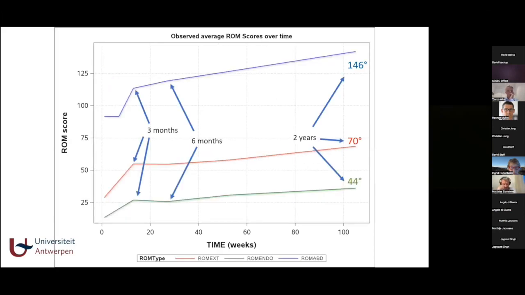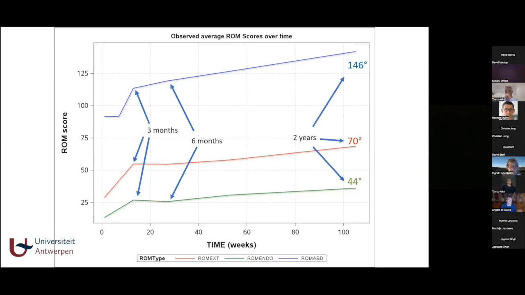These are the range of motion increases over time. The blue line is the abduction in the scapular plane, the red one is the external rotation, and the green one is the internal rotation. We see that until the final follow-up, there is still an increase in all 3. The mean abduction after 2 years is 146. The mean external rotation, 70 degrees, and the mean internal rotation was 44 degrees.